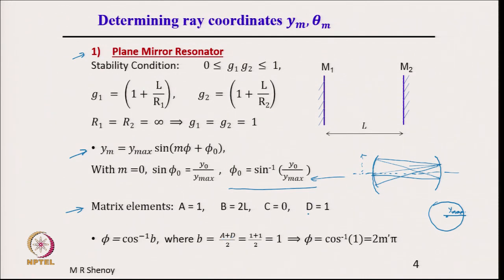A and D are here, and for the plane mirror resonator, this is equal to (1 plus 1) by 2, which is equal to 1. B is equal to 1, which means phi is equal to cos inverse of 1, which is equal to 2 m dash pi. m dash is an integer here. I have used dash just to distinguish, because we already use m for the round trip, and therefore m dash is an integer.